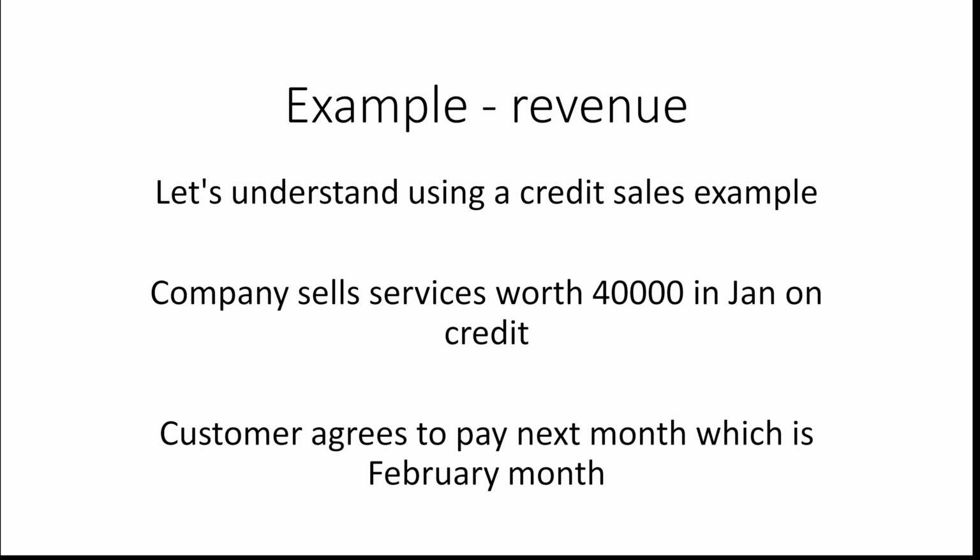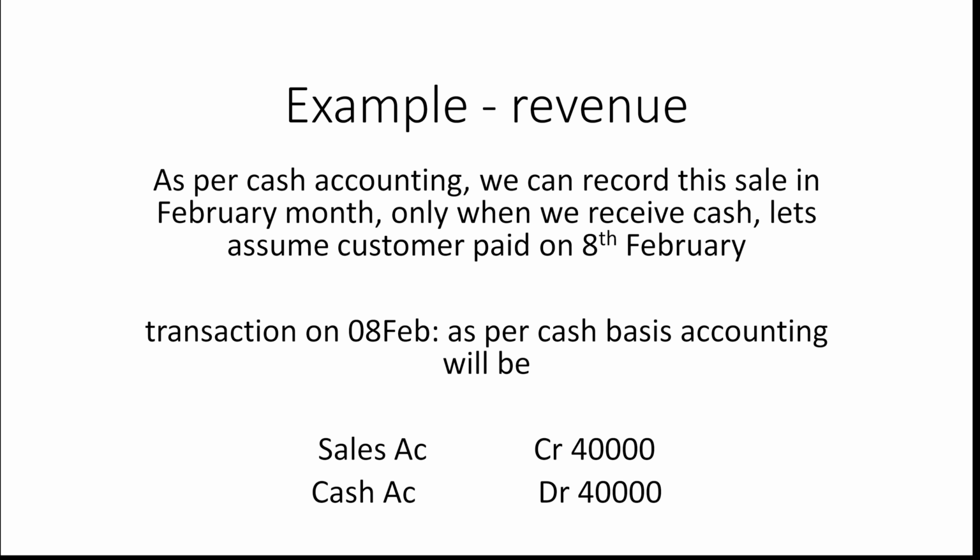Let's understand using a credit sales example. Company sells services worth 40,000 in January and this is a credit sales. Customer agrees to pay next month, which is February month. As per cash accounting, we can record this sales transaction only in the month of February when we are actually receiving cash. Let's assume customer paid on 8th February.